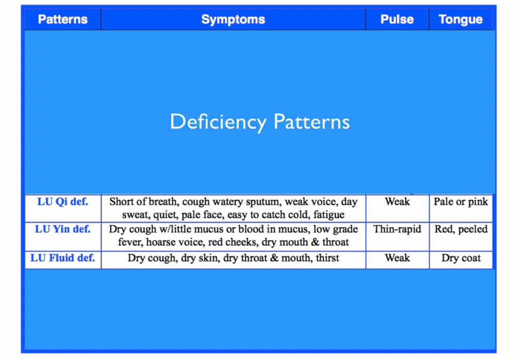Let's look at deficiency patterns. So we've already looked at LU Qi deficiency. So let's compare yin deficiency, fluid deficiency, and LU Qi deficiency. So with LU Qi deficiency, we know what happened. We catch cold easily. We have environmental allergies. We're short of breath, right? And fatigue, of course.